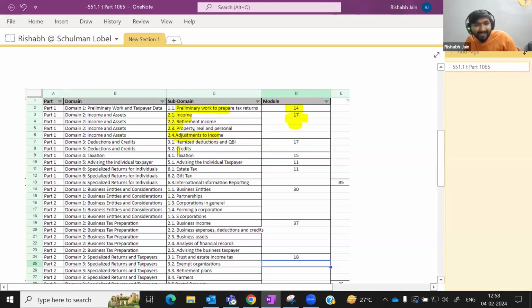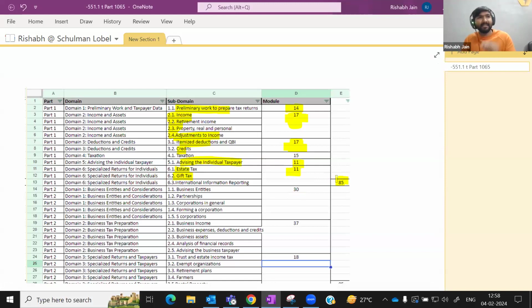Similarly, for the tax credits and the itemized deduction, 17 MCQs will be targeted. From the gift tax and estate tax, around 11 MCQs will be targeted, and for advising the individual taxpayer, 11 MCQs will be targeted. Overall 85 MCQs will be targeted, and in these 85 MCQs, you have to score minimum 105 marks so that you can clear your papers.